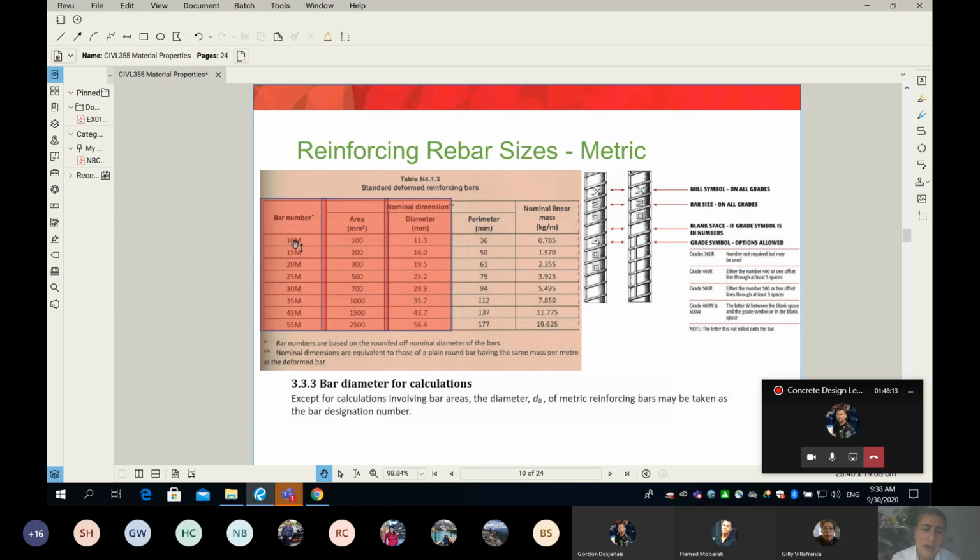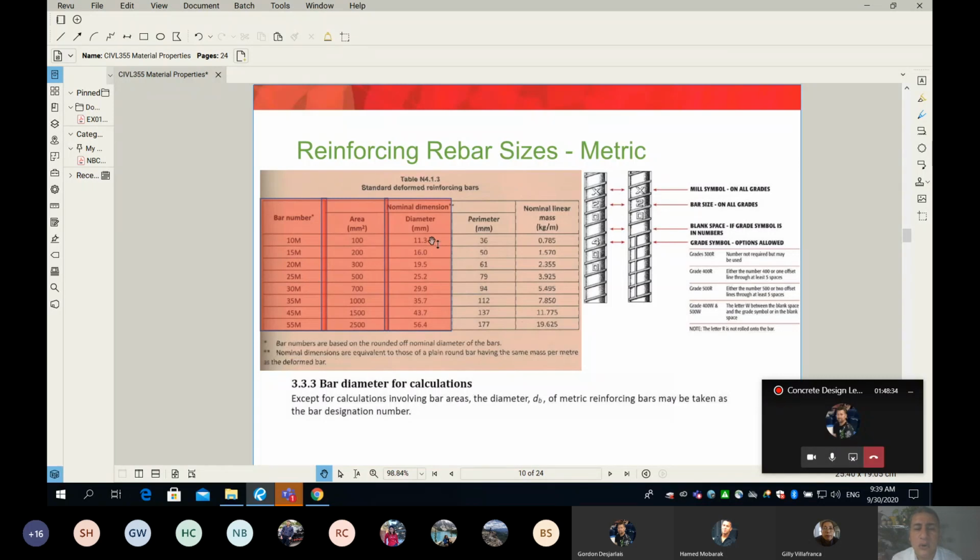You need to know that if I use 10M, the cross section of that 10M is 100. If I use 15M, it is 200. If I use 20M, it's 300, and so on and so forth. I bet when you finish my course, you will remember at least until 25M, because we will use them all the time in our design.